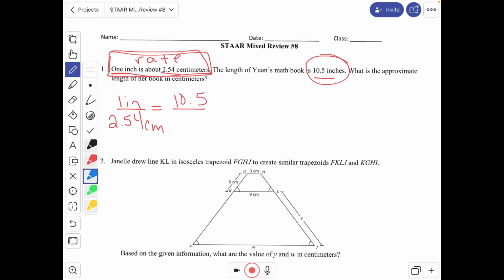And then we can think, what would we do to 1 to get to 10.5? We would multiply by 10.5. So that's what we need to do on bottom, is multiply by 10.5. So 2.54 times 10.5.